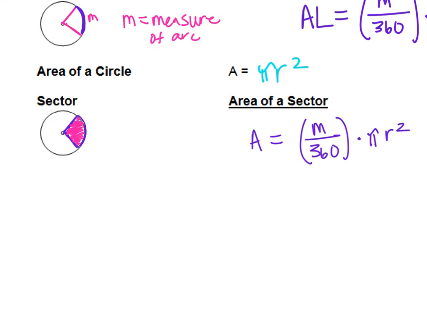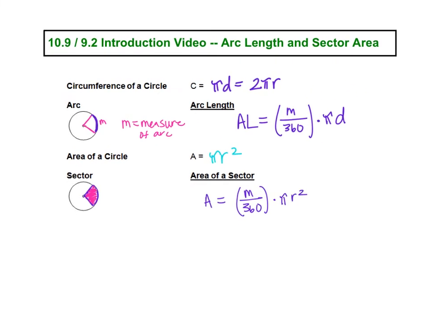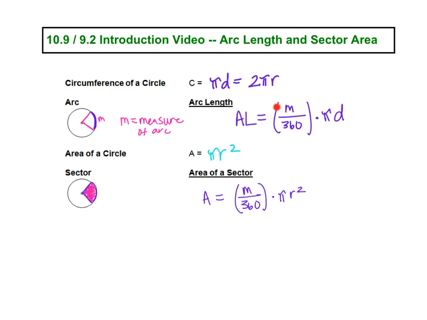So the nice thing about these formulas is they both have that degree measure of the arc over 360. You can see they both have these. Now if you're trying to find the arc length, you just have to remember that's like circumference, so you multiply it by the circumference, pi times d. If you're trying to find the area of a sector, that uses the area of the circle, so you multiply it by pi r squared. Not bad.